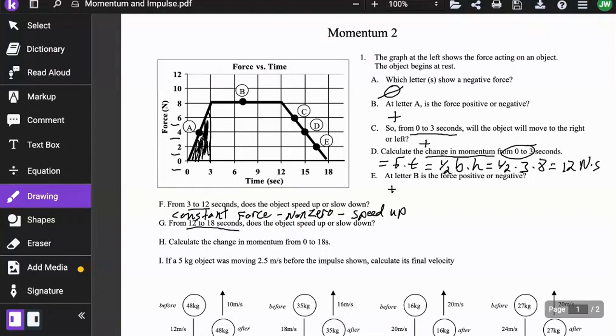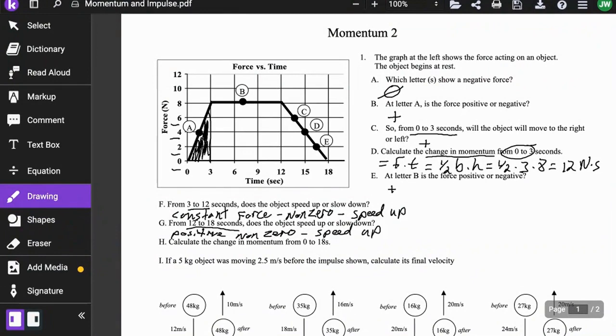From 12 to 18 seconds, does the object speed up or slow down? It's very tempting to say it slows down because the slope is negative, but the force remains positive. The force remains non-zero, so it will continue to speed up.